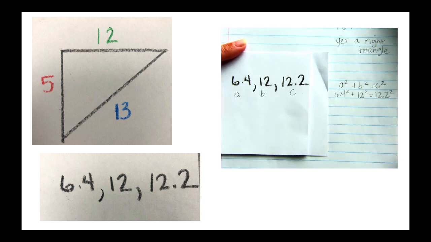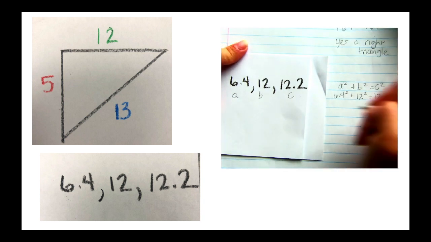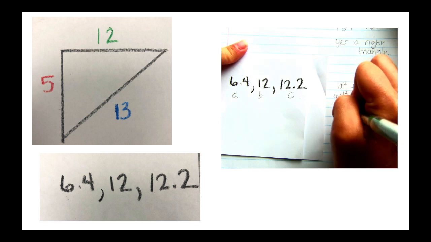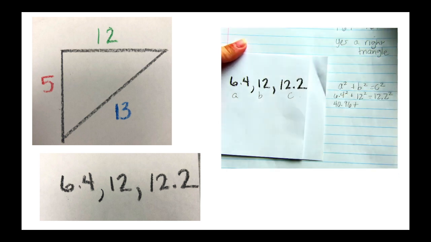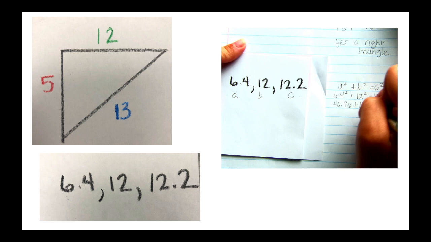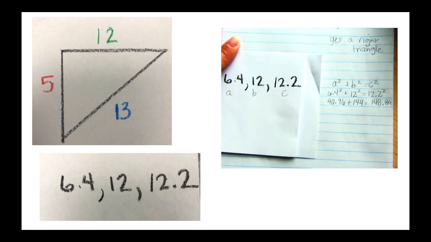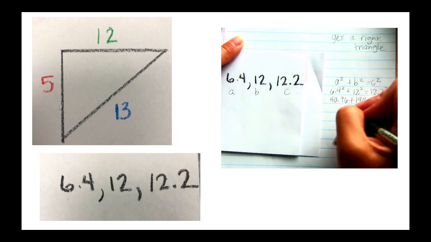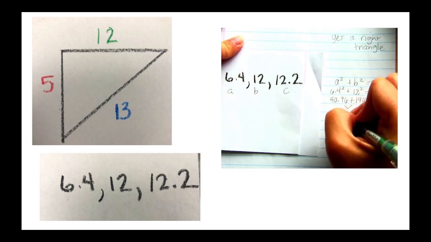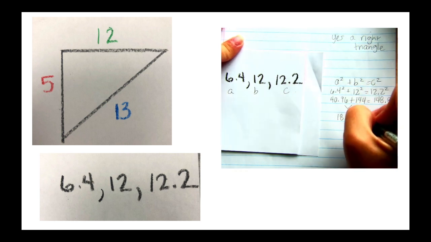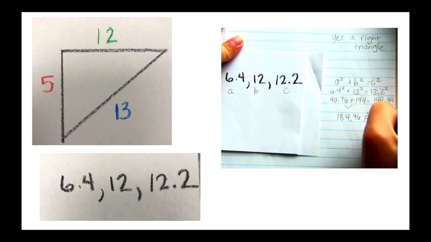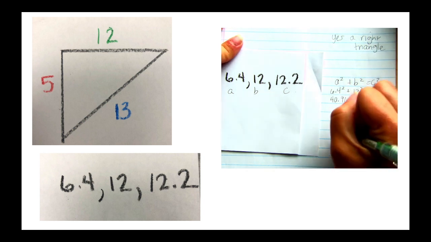I'm going to use my calculator. 6.4 squared gives me 40.96. 12 squared, I don't need a calculator, that's 144. And 12.2 squared gives me 148.84. Now let's add these two together to see if the two squares fit inside that one larger square. When I add those two together, I get 184.96. That is not equal to 148.84. So therefore, this is not a right triangle.